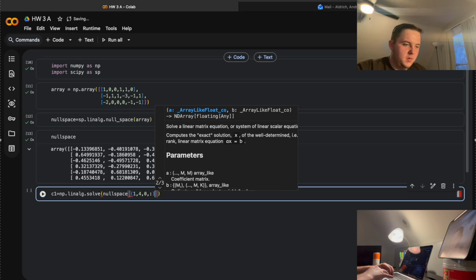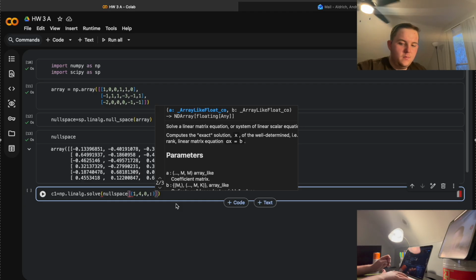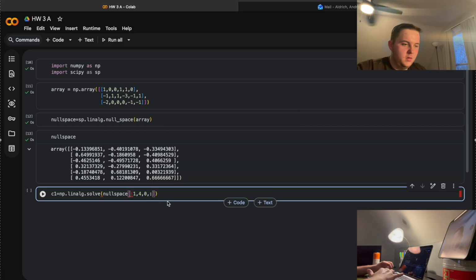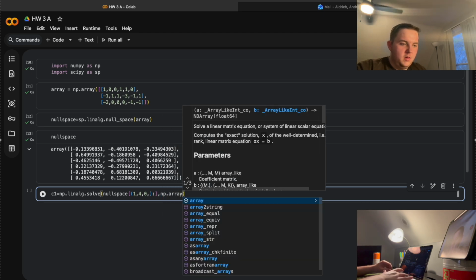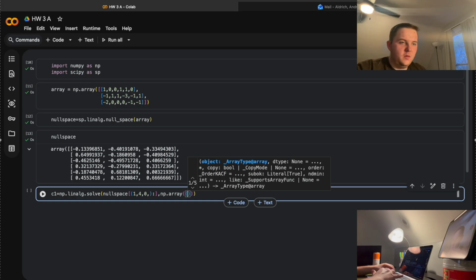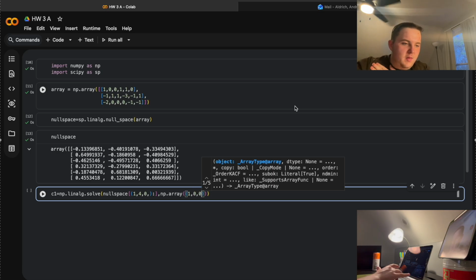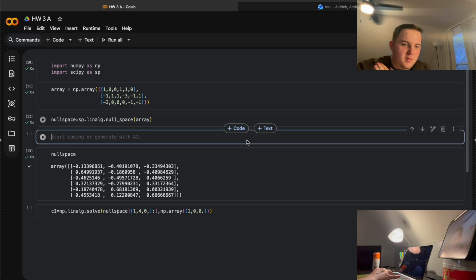No, what am I doing? I need to put a bracket here. Okay, and then we can do our next, np.array, and we need 2 brackets, and then so we're gonna do 1, 0, 0, and that's going to just, oops, I did not mean to do that.